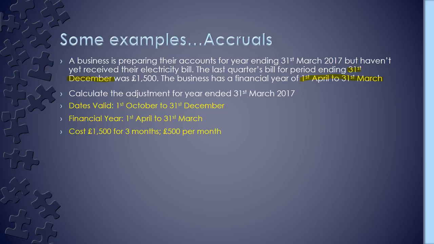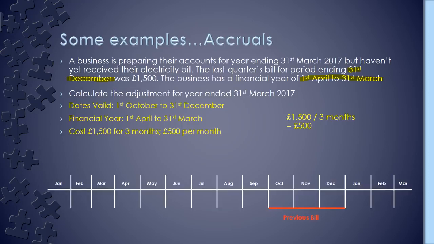And our cost then is £1,500 for 3 months. So that makes it £500 per month based on the previous bill. So remember, with accruals, you generally tend to base things on what the historical data tells you. So if you know that the quarter ending the 31st of December was £1,500 for electricity, then we can accrue on that basis.